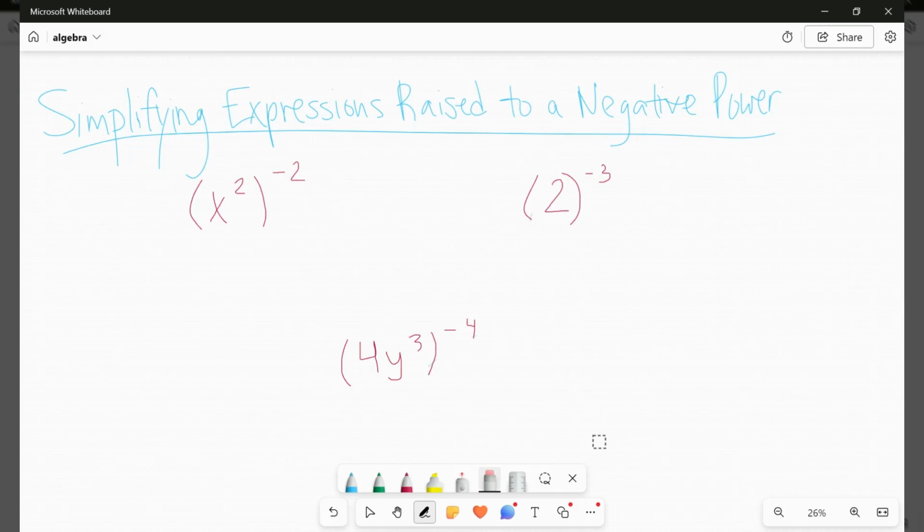Hi everyone, so in this video we're going to talk about what to do and how to simplify an expression when it's raised to a negative exponent.